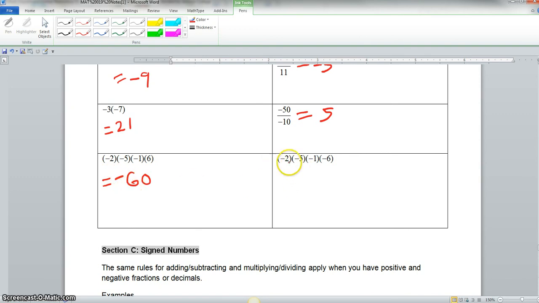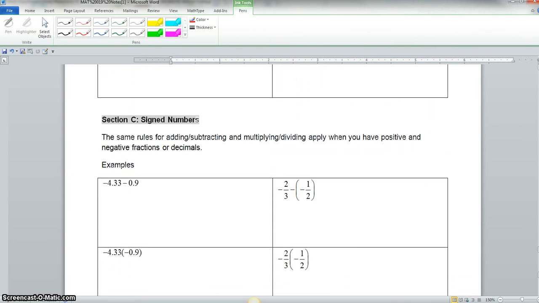Now we come here. We have an even amount of negative signs. We have 4 negative signs. Now, whenever it's all multiplication or division, you count how many negative signs you have. If it's an even amount, your answer is positive. So we have an even amount of negatives here. So we would do 2 times 5 is 10, times 1 is 10, times 6 is 60. So it's positive 60.